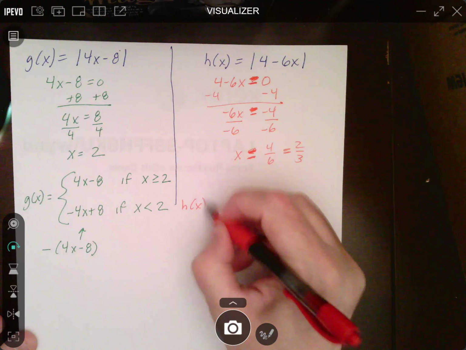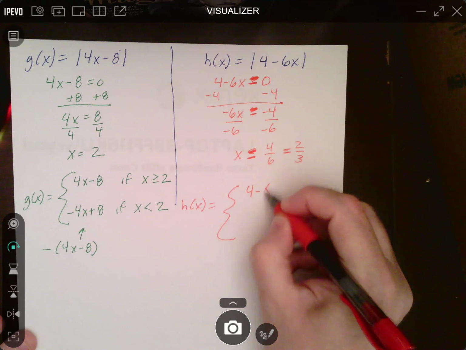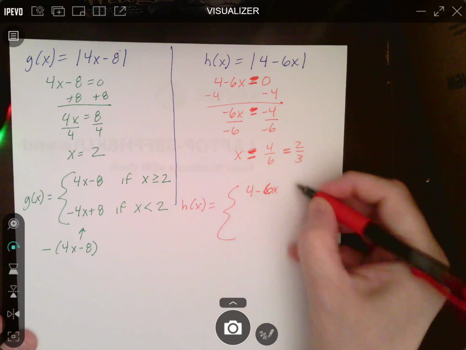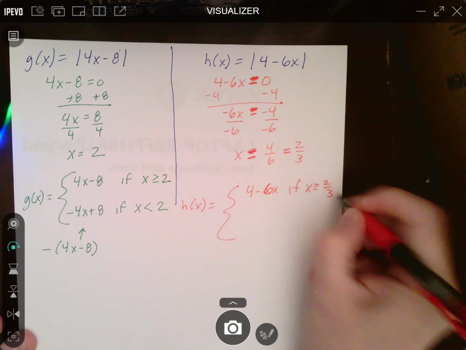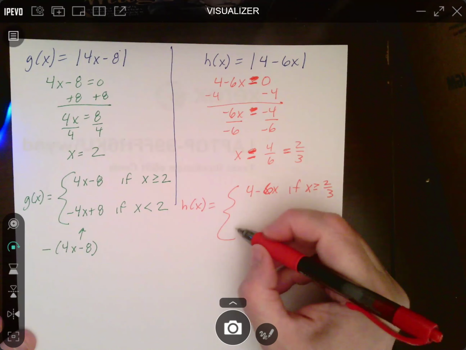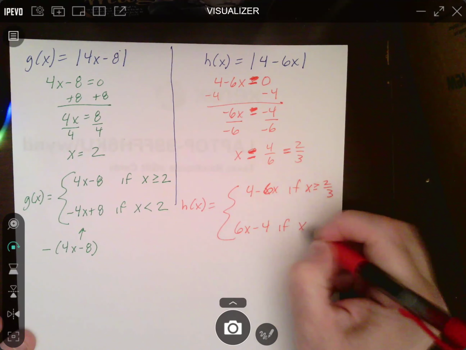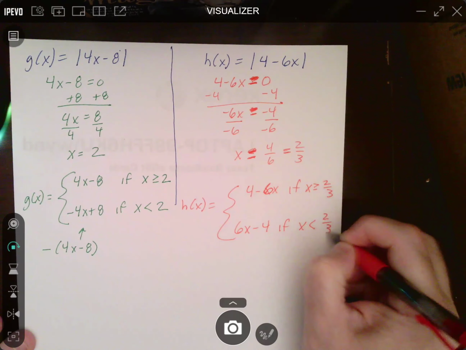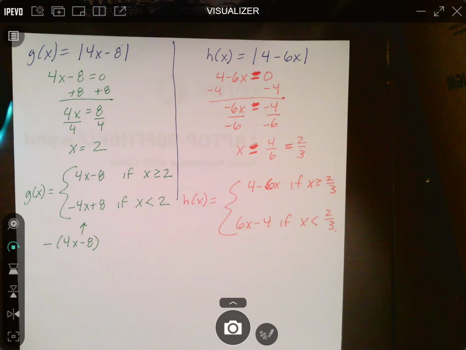So h of x is going to be the positive version of that, 4 minus 6x, if x is greater than or equal to 2/3. And it's going to equal the negative version of that, which is going to be 6x minus 4, if x is less than 2/3. You'll see if you plot it.